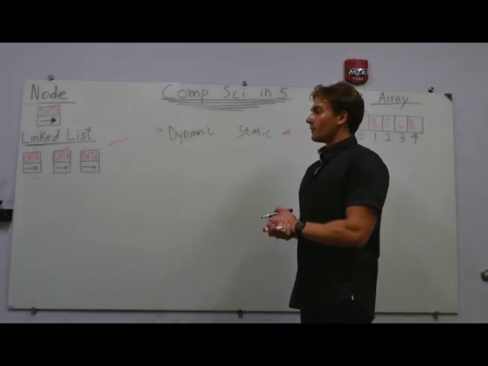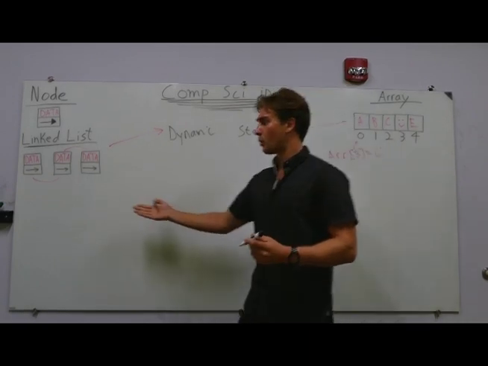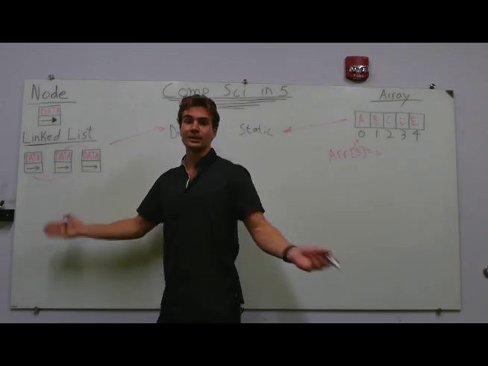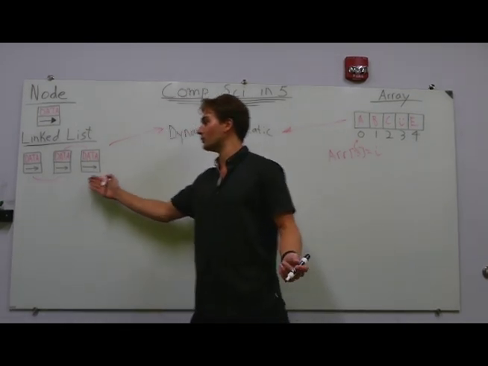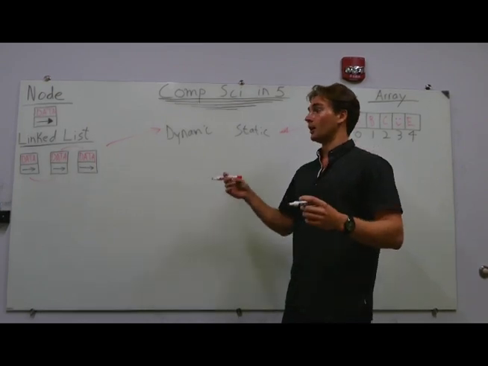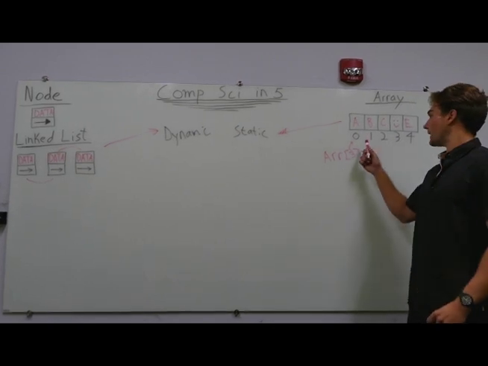You can't grab an element with a linked list instantaneously because these poor nodes, they only know their node buddy that's right next to them. How could they possibly know the node buddy way over here when they only have a reference to the next node? Unlike the static structure, the array, you can grab them by element.